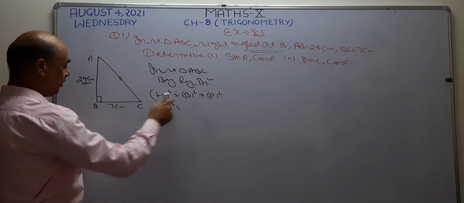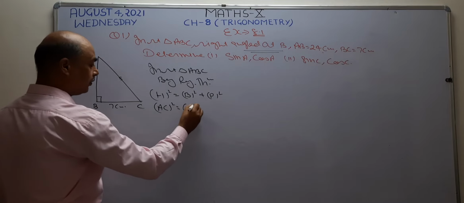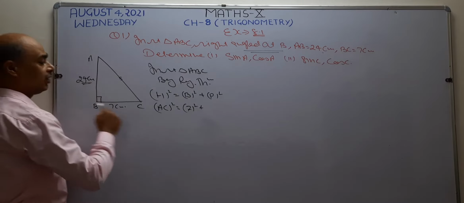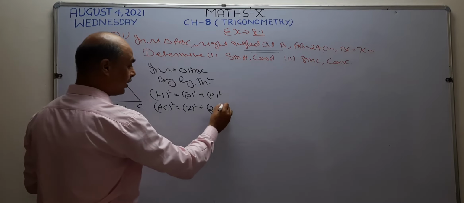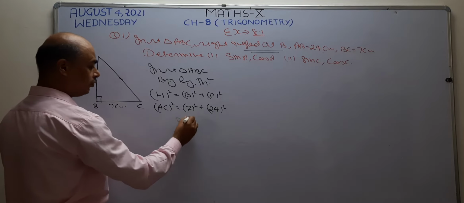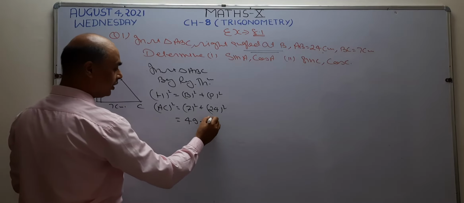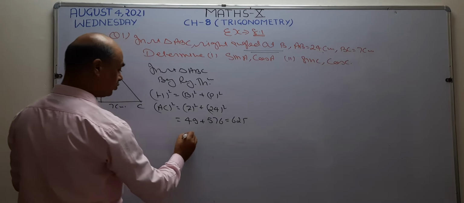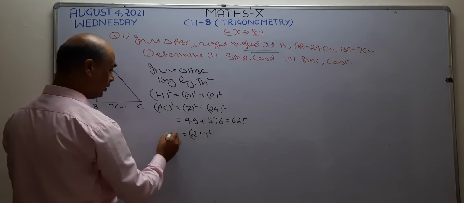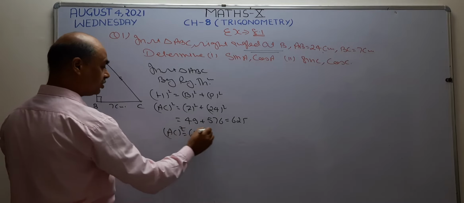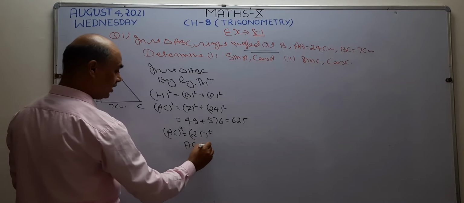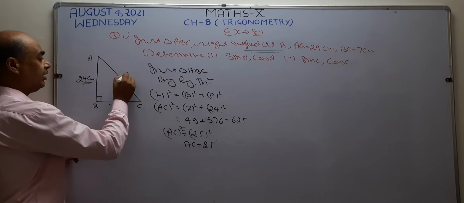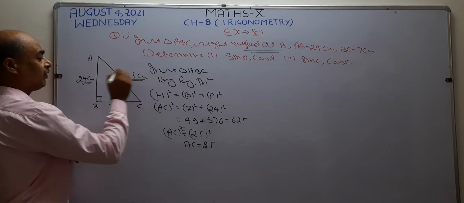After that base square, base is 7, write here 7 square. Perpendicular is 24 given, write here 24 and its square. Now square of 7 is 49, square of 24 is 576. So this becomes 625. Now 625 is square of 25. So I am going to cancel this square with square root. So this becomes AC equal to 25. So your third side, hypotenuse, becomes 25 centimeter.